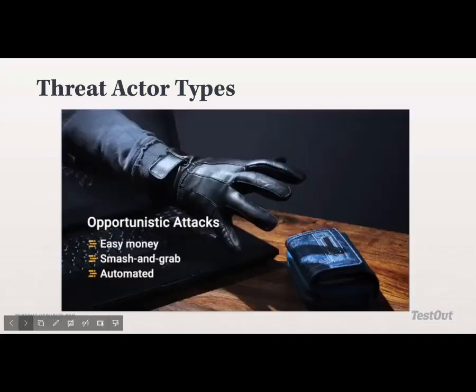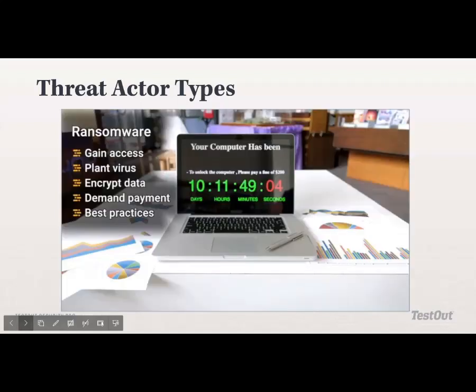So threat actor types, there's your easy money, smash and grab. See a wallet that somebody left, steal it. You're not the nice person who looks for the driver's license and tries to give it back to them. You've got to be the nice person, but that's the opportunistic threats, people that are just not nice. Ransomware. Your computer's been encrypted. You have so many days to pay thousands of dollars sometimes to get your data back.